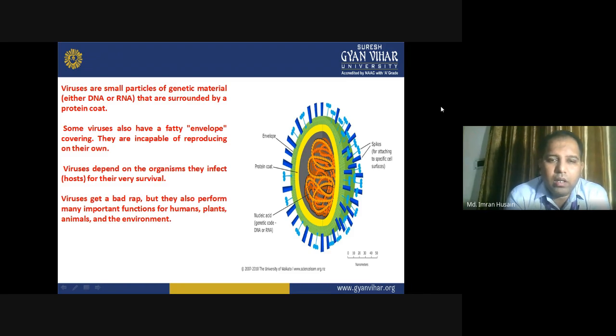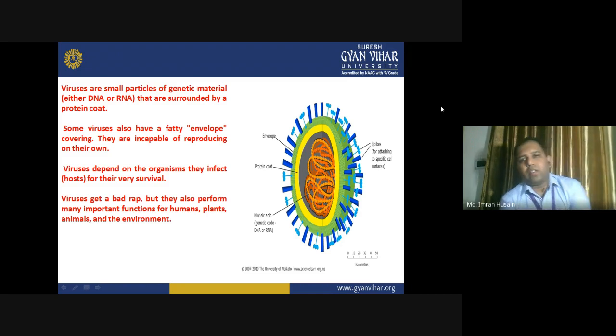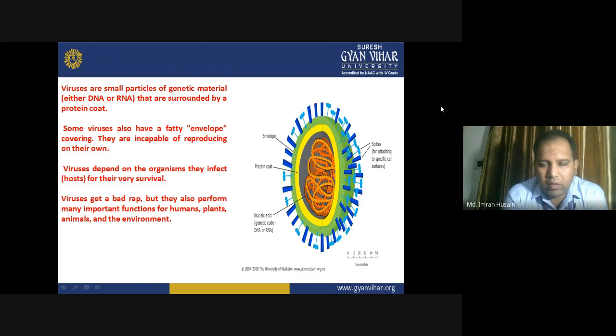So from where do they get this fatty envelope? For example, in the earlier diagram, I was showing you that these viruses travel from one cell to another. In this process, when they are leaving a cell, they capture a portion of its phospholipid bilayer. Because your immune system can only identify cells on the basis of self and non-self, it does not identify the virus as a potentially hazardous material. As a result, the virus evades the immune system completely.